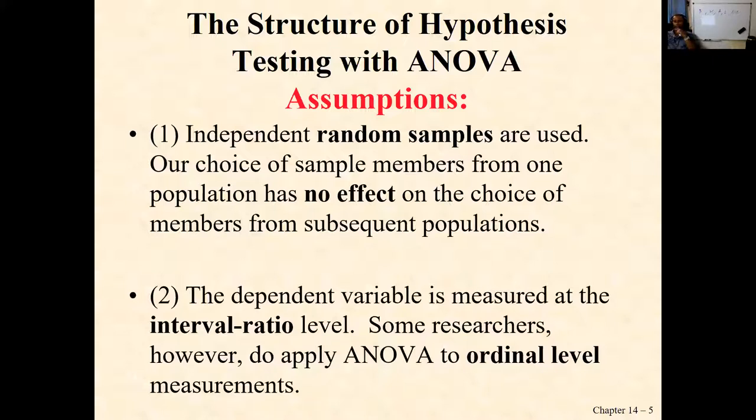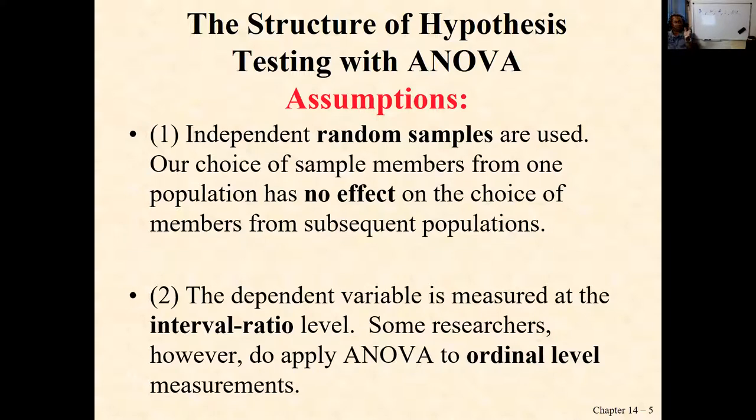Now, the second assumption that needs to be met in order for the ANOVA procedure to work is that our dependent variable is measured at the interval ratio level. So like I said, this is kind of like the t-test in the sense that we want our dependent variable to be measured at the interval ratio level. Now, having said that, some researchers do apply ANOVA to ordinal level data.